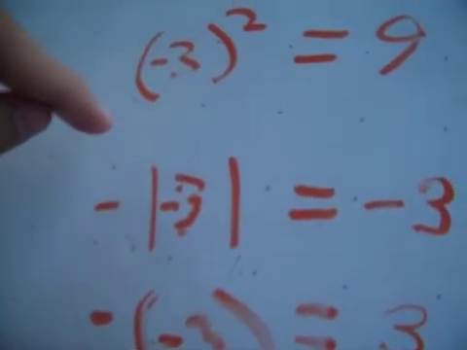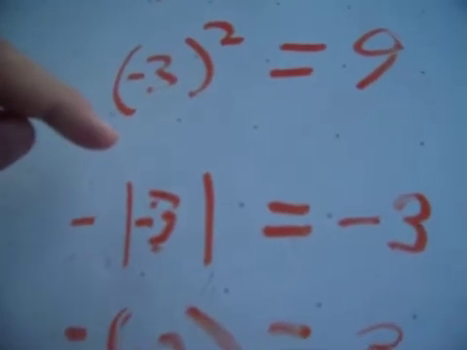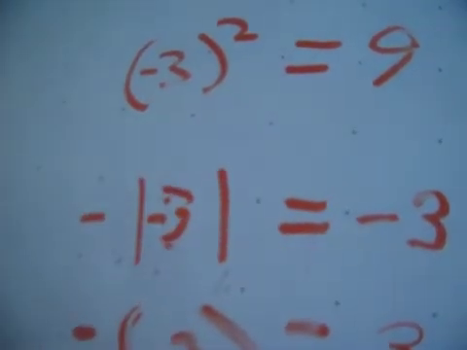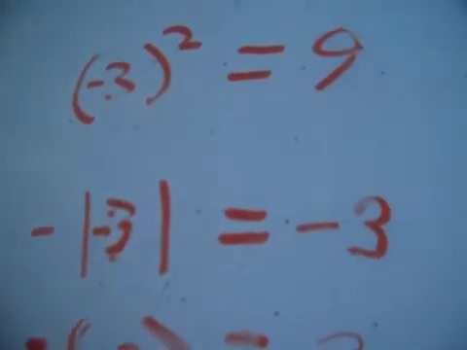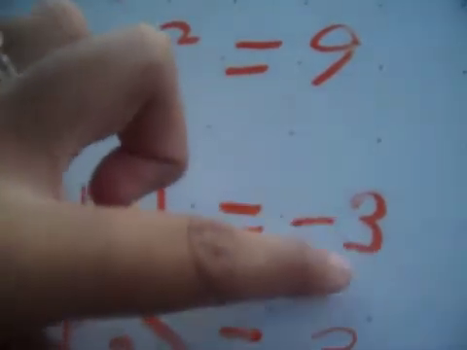Now, what's that say? It says the opposite of the absolute value of -3. So what's the absolute value of -3? 3. So we had to take the opposite of that, and that's how we got -3.